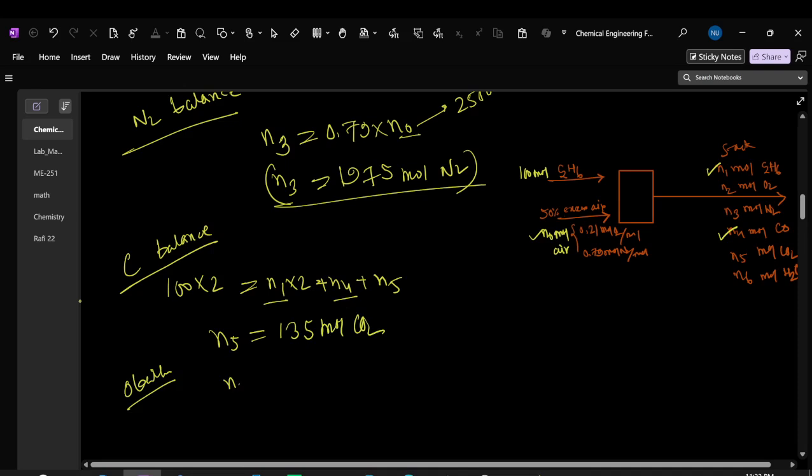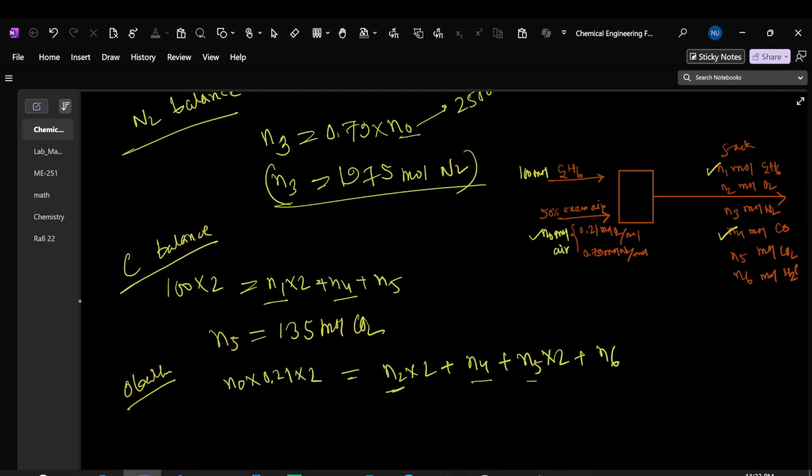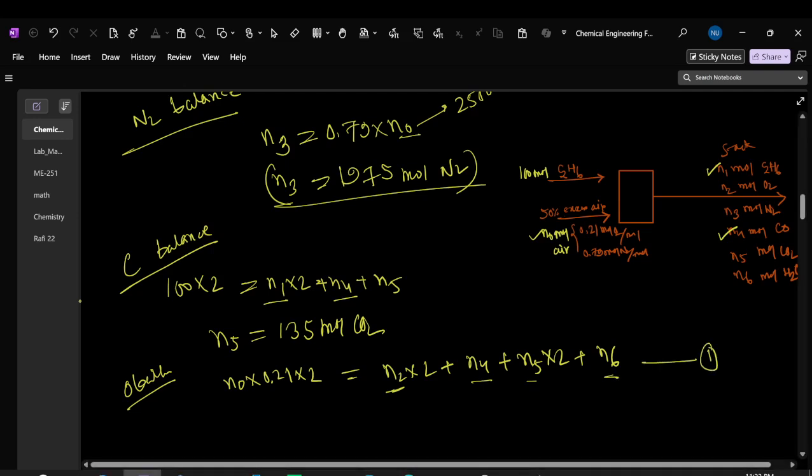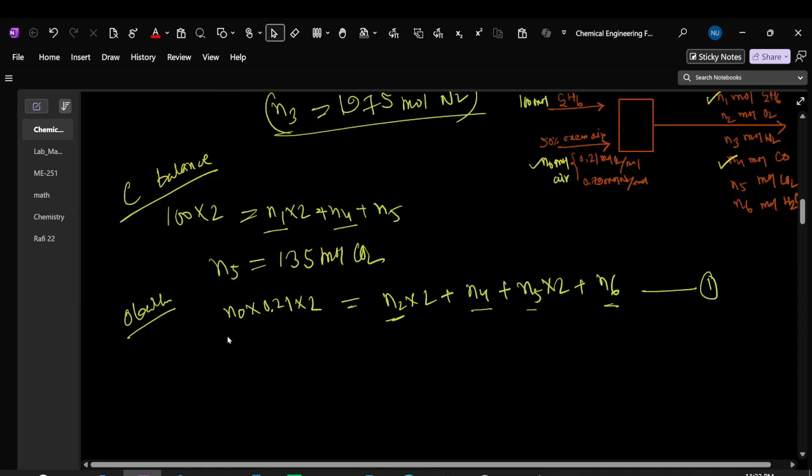Then the oxygen balance. In the input, oxygen is N0 into 0.21 into 2, equal to, in oxygen, N2 into 2, plus in carbon monoxide N4, plus in carbon dioxide N5 into 2, plus N6. Here just N2 is unknown, N4 and N5 are known, and N6 is also unknown. So there are two variables and we can't solve this equation, because it is one equation with two variables.